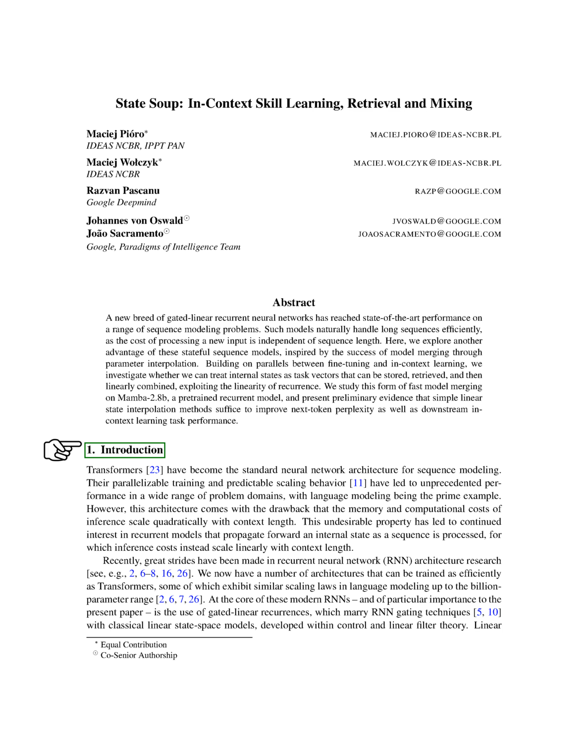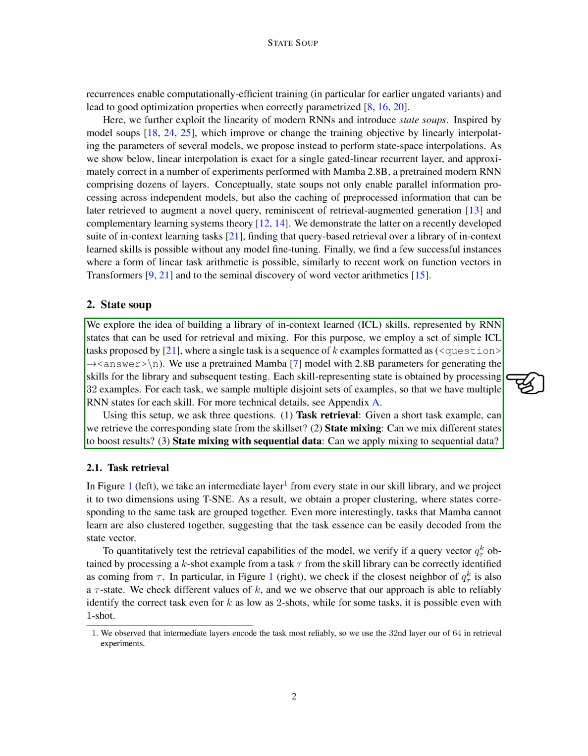Section: Introduction. In this section, we delve into the concept of building a library of skills learned in context, represented by RNN states that can be utilized for retrieval and blending. To achieve this, we utilize a set of straightforward tasks proposed by a previous study, where each task consists of a sequence of examples. We leverage a pre-trained Mamba model with 2.8 billion parameters to generate these skills for the library and subsequent testing. Each state representing a skill is derived by processing 32 examples.